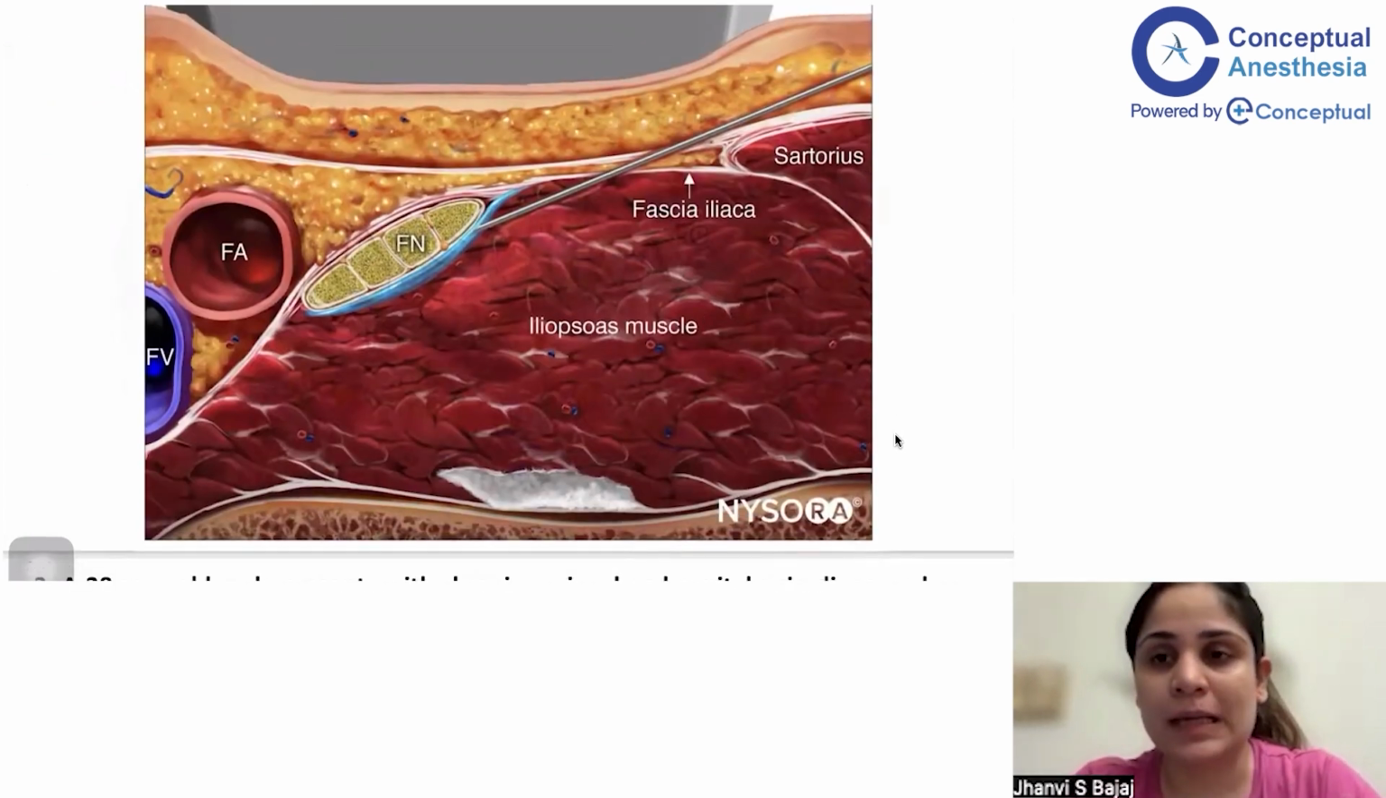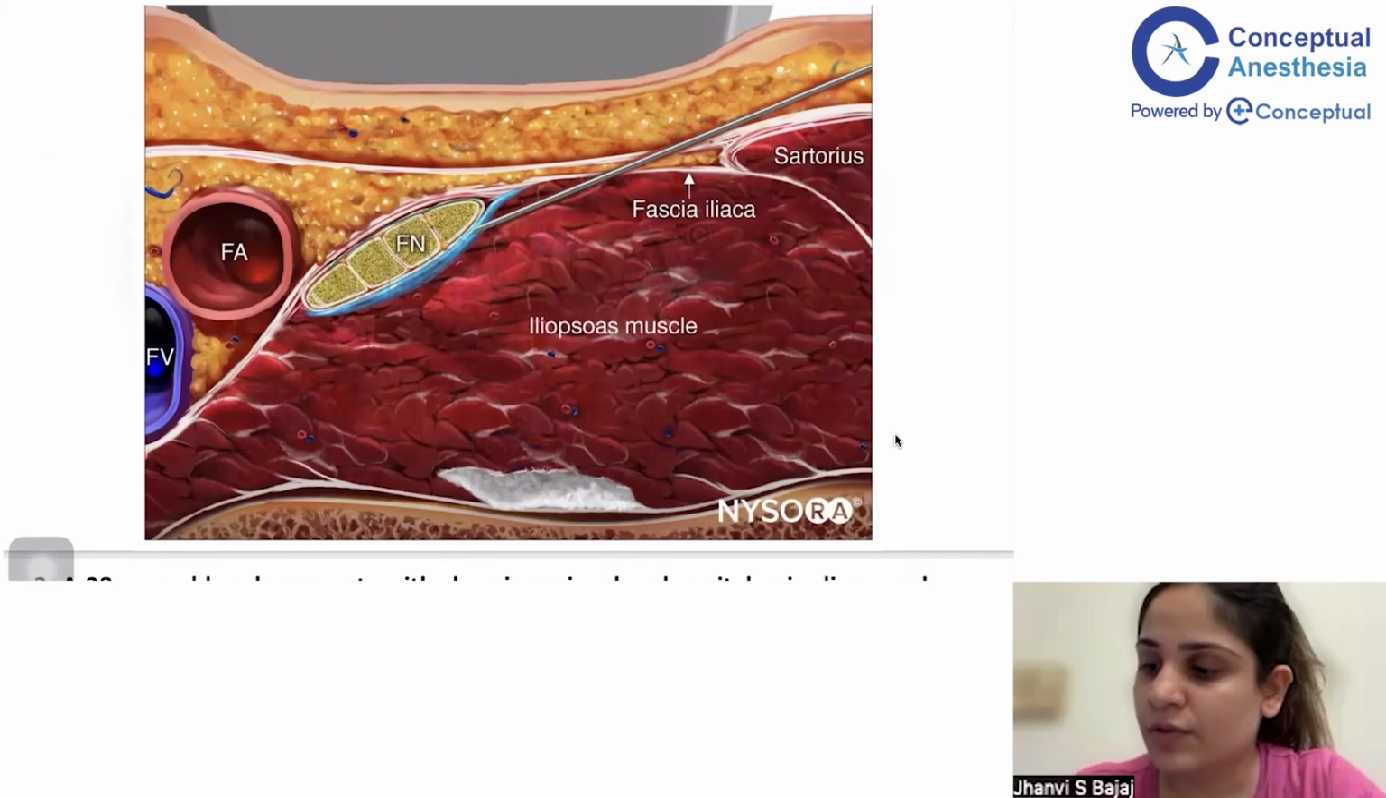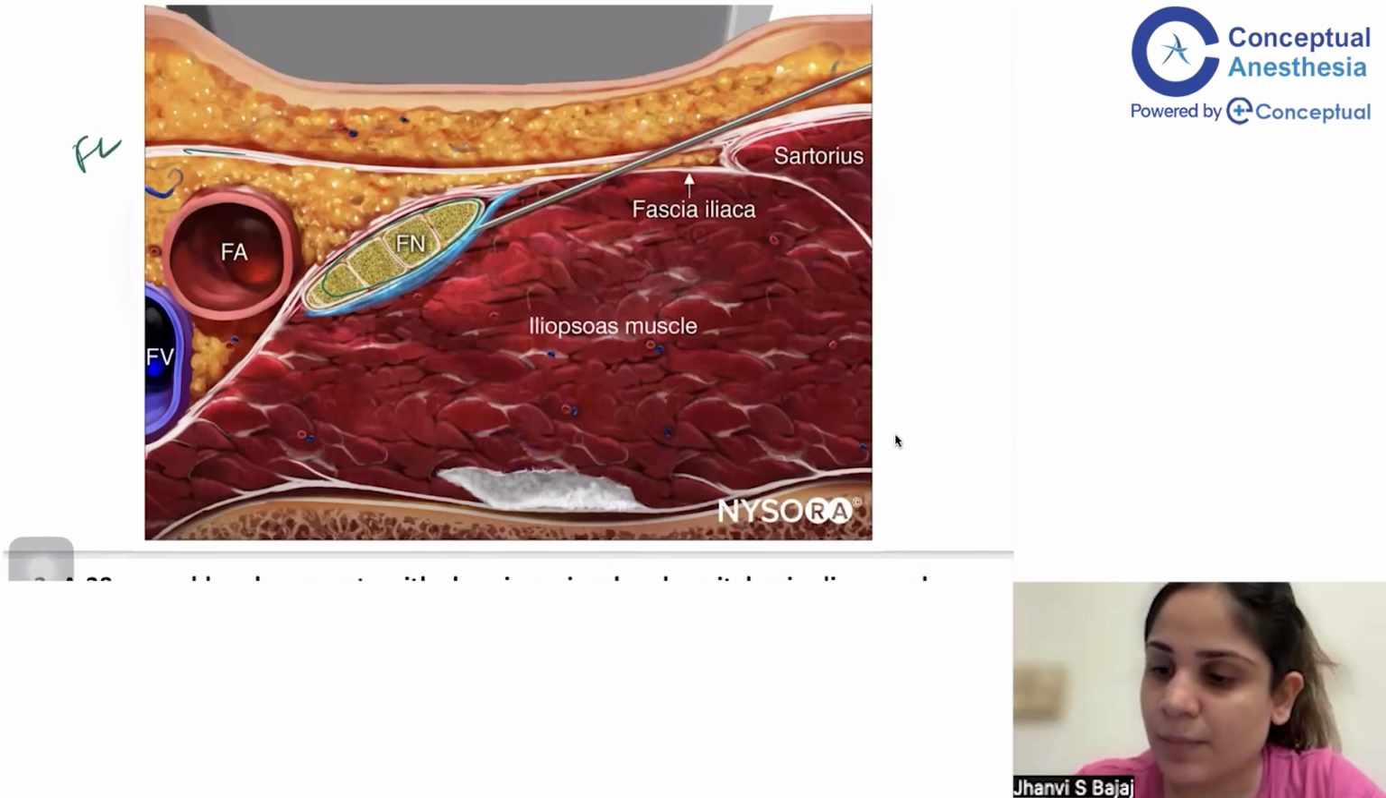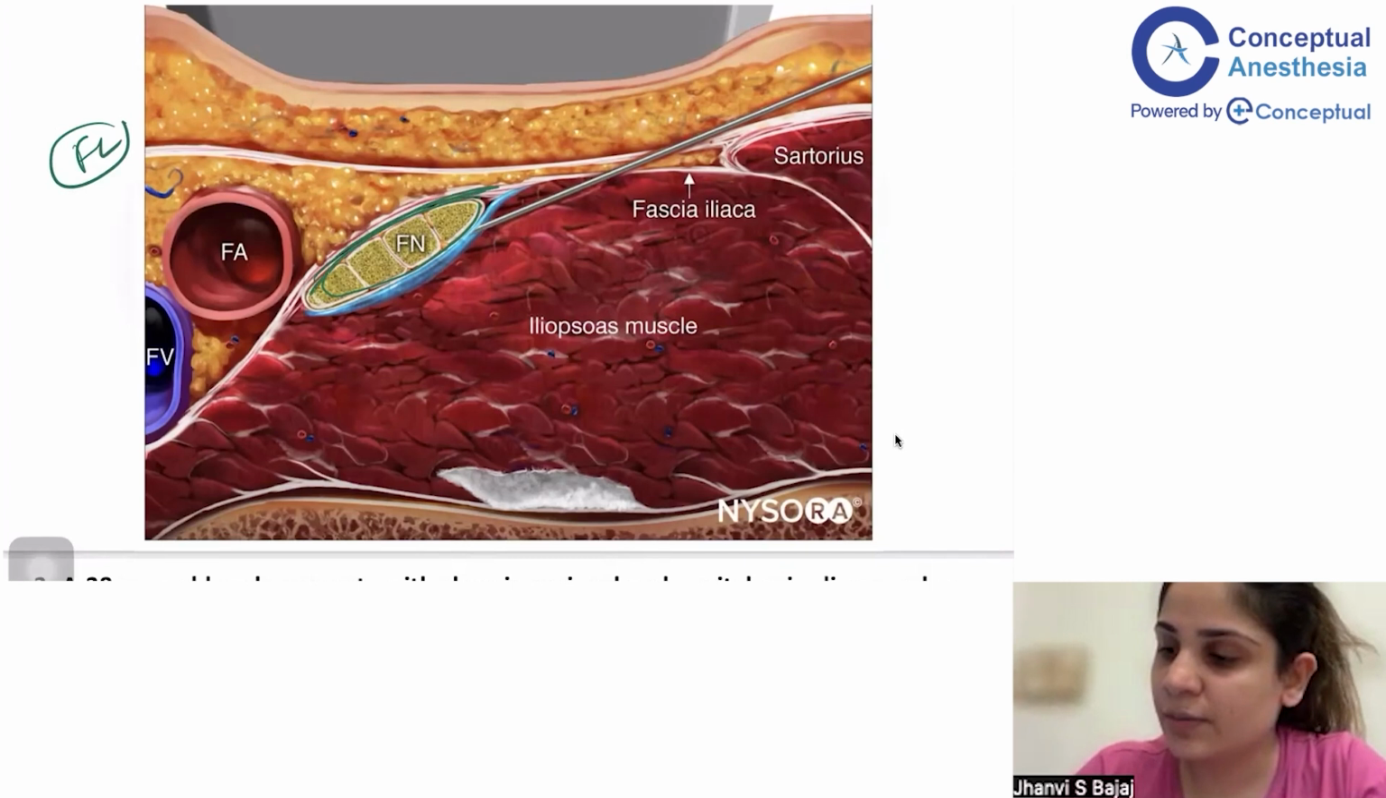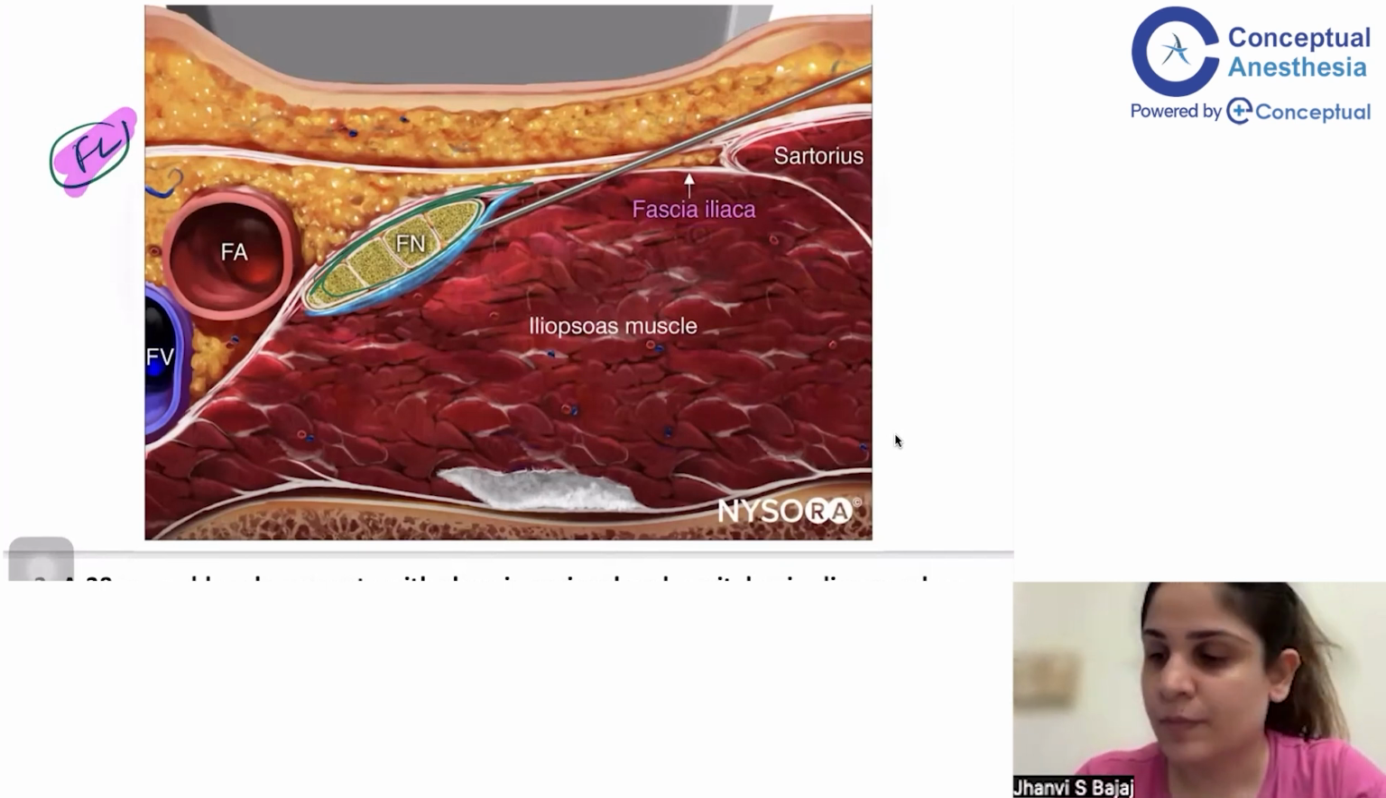So this is a picture from NYSORA, and it exactly shows the anatomical location of the femoral nerve. Now, as you see, there are two fascia covering the femoral nerve. This is your fascia lata above, and the one below, touching the femoral nerve over here, is the fascia iliaca. Below your fascia iliaca, we have the femoral nerve. It is hyperechoic. Remember, it is a bright looking nerve, and it is lateral as compared to the femoral artery.